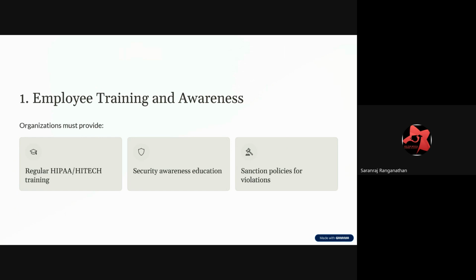Then employee training and awareness. Compliance training needs to be provided, HIPAA training needs to be provided, and information security training should be provided. This all comes under the HITECH Act, like regular HIPAA and HITECH training. Security awareness education needs to be provided, and a sanction policy for violations needs to be provided by the organizations.